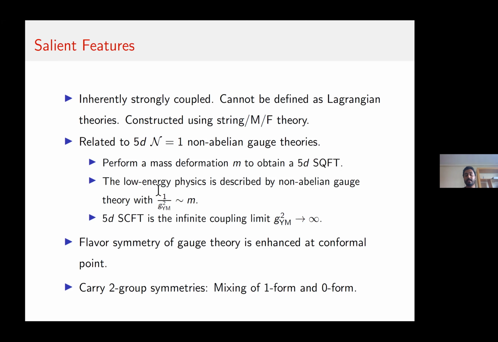And one key point is that the mass parameter is encoded in the gauge coupling for this gauge theory, the inverse gauge coupling. So as you tune the mass parameter to 0, you go back to the conformal theory, and this translates to the infinite coupling limit in terms of this gauge theory description. And this justifies the point that they are inherently strongly coupled theories.